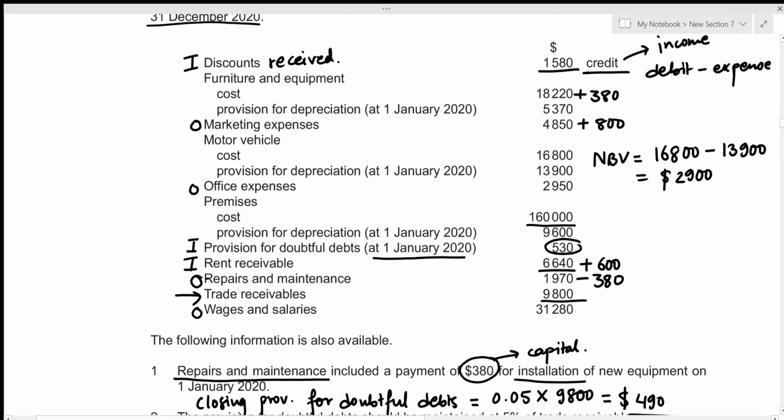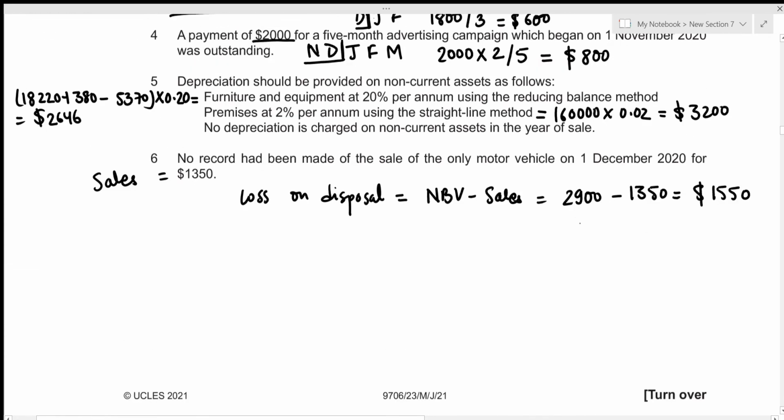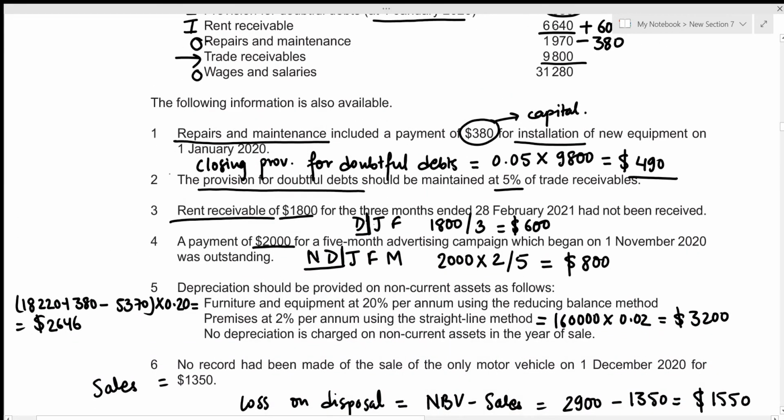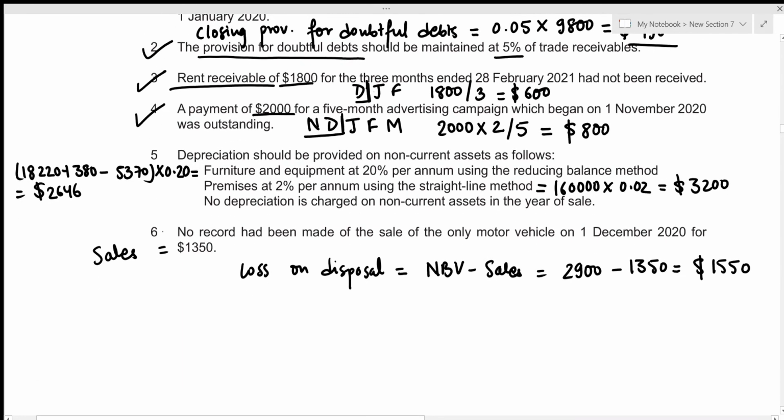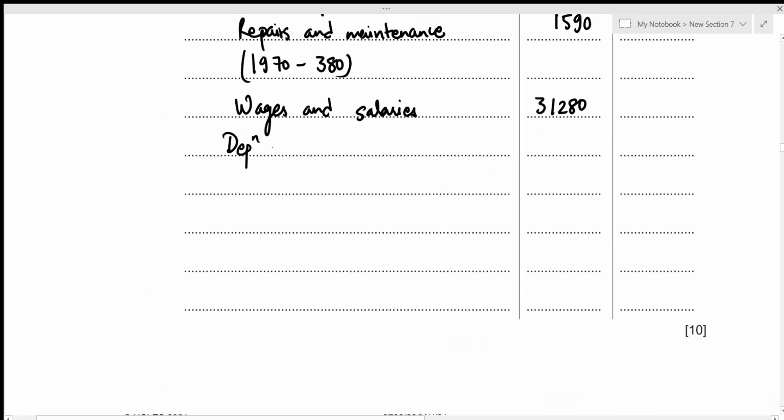Let's look for another overhead. We have wages and salaries at 31,280. Let's write that down. Let's look for another overhead. All right, we already cleared out the first one, second one, third one, fourth one as well. Now we will write down the depreciation. Depreciation for furniture and equipment was 2,646. So this had a value of 2,646.